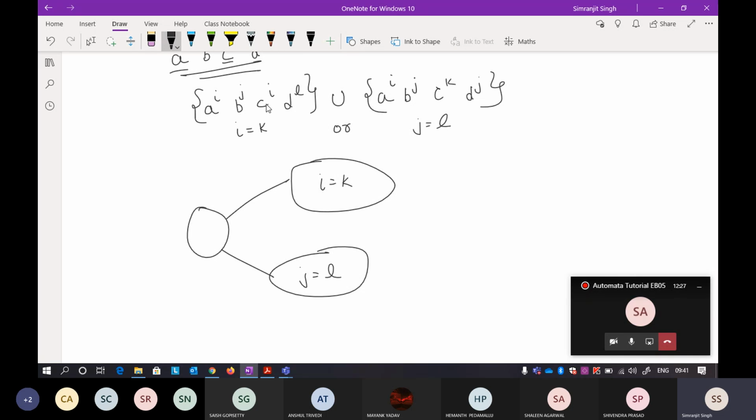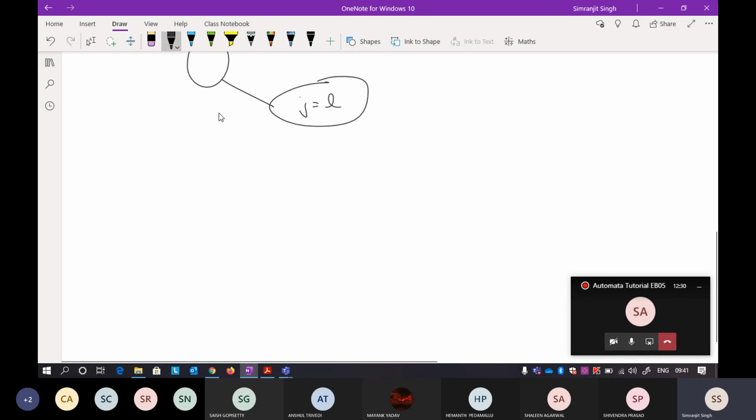So I'm taking a raised to power i and c raised to power i. So it is a raised to power i, c raised to power i, b raised to power j, and d raised to power j, I think j equal to l. So these two are different in this particular one.